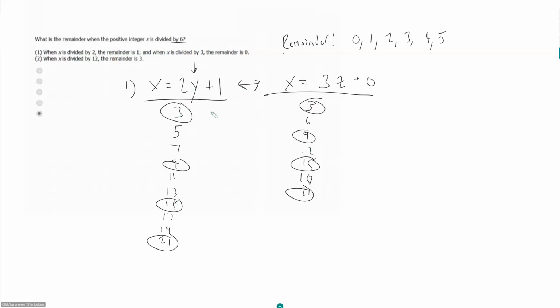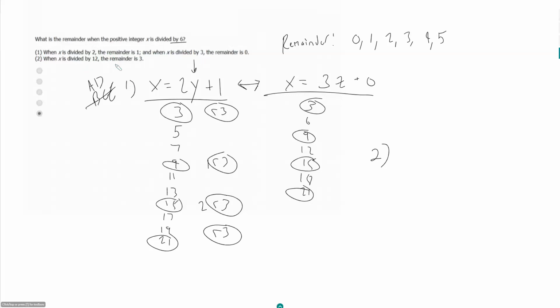Then let's find the remainders when these numbers are divided by 6. 3 divided by 6 is 0, remainder 3. 9 divided by 6 is 1, remainder 3. 15 divided by 6 is 2, remainder 3. You might be noticing the remainder here is always 3, and 21 divided by 6 is 3, remainder 3. So according to this statement, the remainder looks like it's always 3, and that is sufficient.